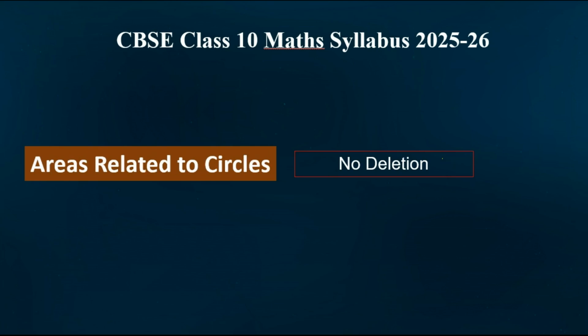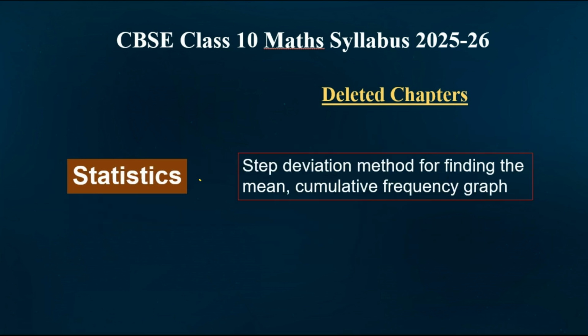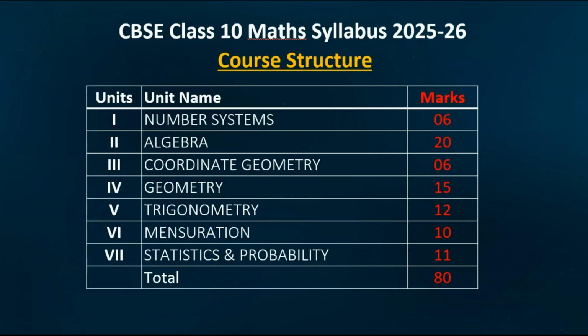Areas related to circles, no deletion. Surface areas and volumes, deleted chapters: frustum of a cone, problems involving converting one type of metallic solid into another and other mixed problems. Problems with a combination of not more than two different solids. In statistics, deleted chapters: step deviation method for finding the mean, cumulative frequency graph. Probability, no deletion. These are all deleted chapters.